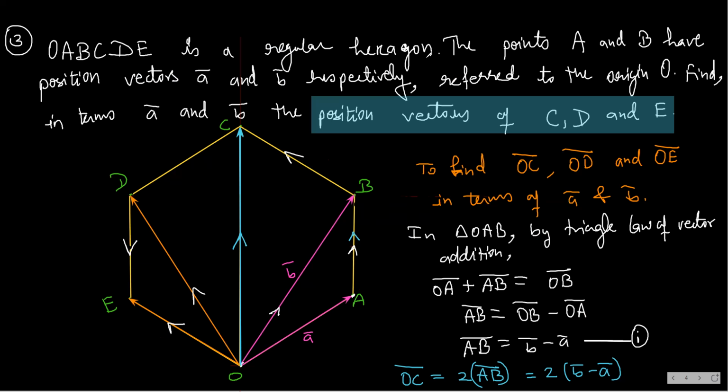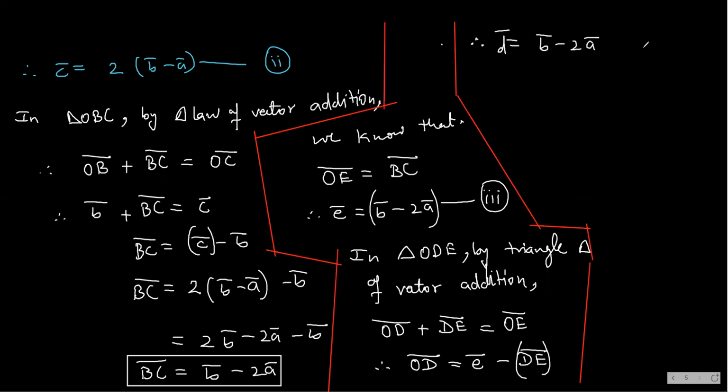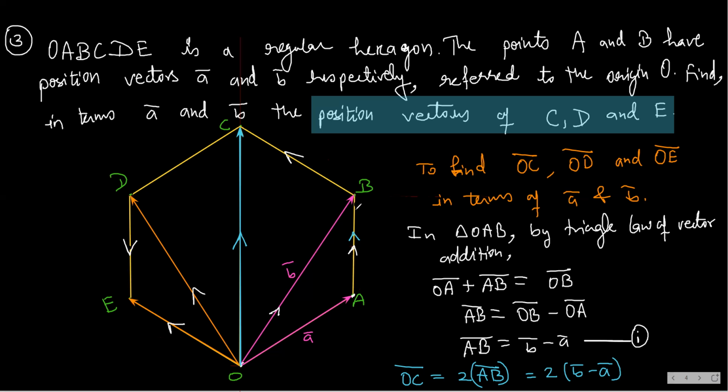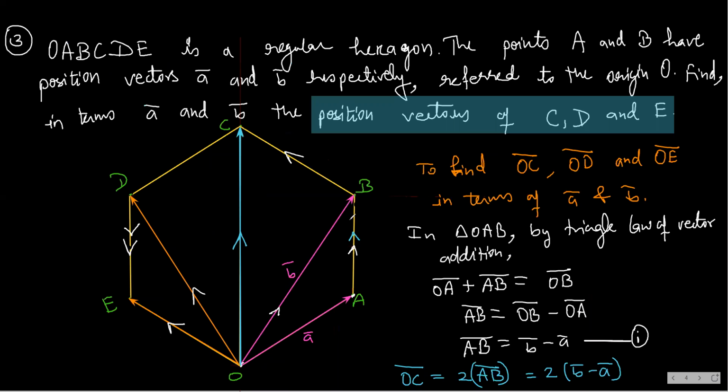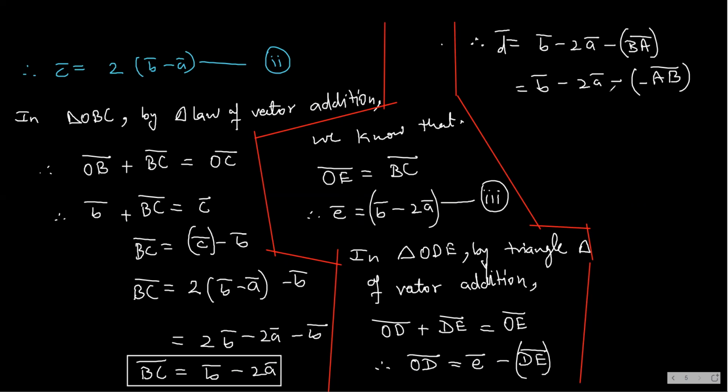So what would I do? I will write here, DE bar is equal to BA bar. So E bar minus DE bar, which is minus, and DE bar, D to E is same as B to A. So minus BA bar. So I have B bar minus 2A bar minus BA bar. BA bar is nothing but minus AB bar. Once again I repeat, DE bar is same as BA bar. But BA bar is negative of AB bar. So here I have negative of AB bar, and this AB bar we have calculated.